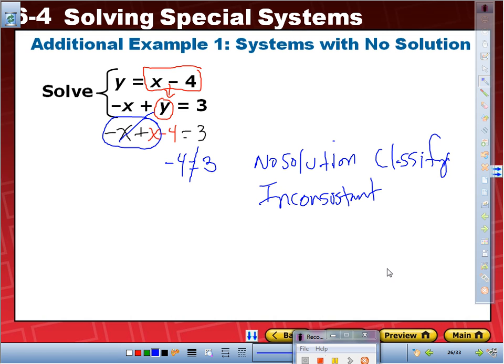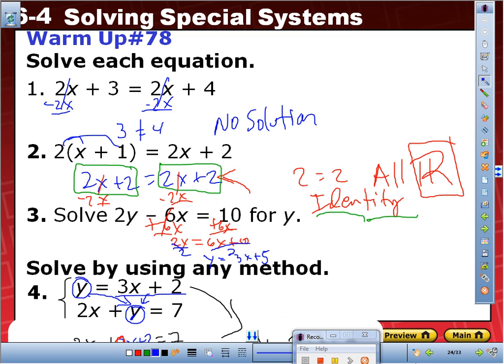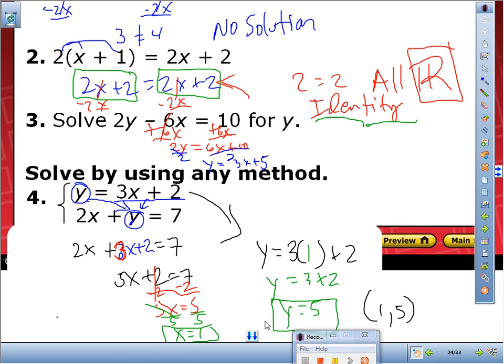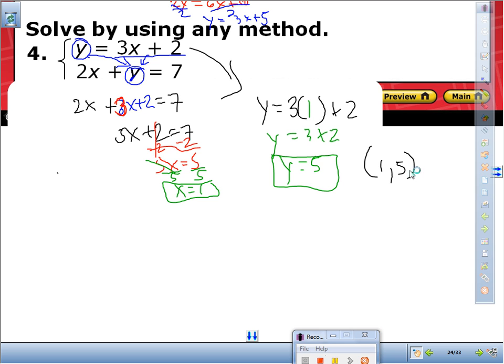All right, so check this out. If I go back to the warm-up again, look at this system. Didn't we use substitution? We simplified, solved, and all of a sudden we were able to solve for one variable, and then we substituted that again over here for the other variable, and we got one solution. Is that correct? So what kind of system is this if I ask you to classify it? Independent and consistent.